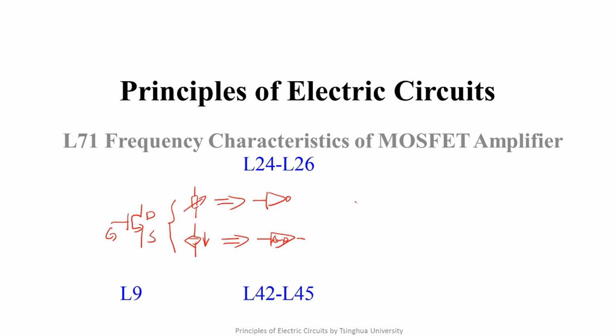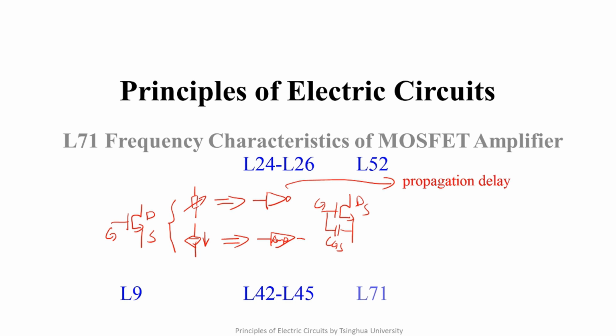In this semester, we introduced the parasitic capacitance in MOSFET. Our main consideration is the capacitance between G and S. We've discussed the transmission delay of the gate circuit after introducing the parasitic capacitance in lecture 52. In this lecture, we will talk about the low-pass effect of the amplifier circuit with the parasitic capacitance.